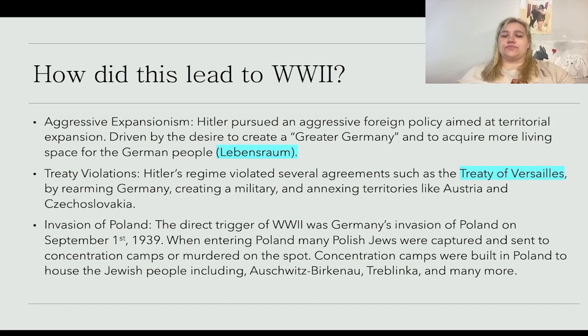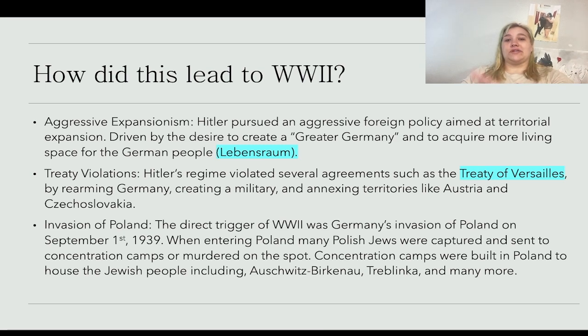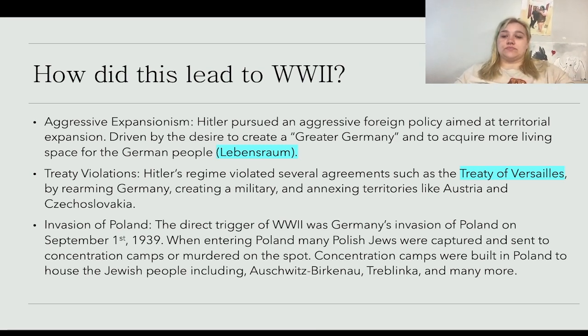How did this lead to World War II? Aggressive expansionism, treaty violations, and the invasion of Poland. We're going to start with aggressive expansionism. Hitler pursued an aggressive foreign policy aimed at territorial expansion, driven by the desire to create a greater Germany and to acquire more living space for the German people, or the Aryan race, basically, which was called Lebensraum. Basically, he was trying to annex countries around him to create enough space to form this perfect Aryan race and keep them all in one area. But eventually, he wanted to take over the entire world with his Aryan race.